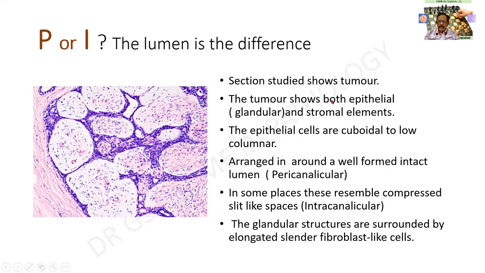Section study shows tumor. The tumor shows both glandular as well as stromal elements. The epithelial cells are cuboidal to low columnar, and they are arranged in and around a well-formed and intact lumen. This is called a pericanalicular pattern. Letter P, it has got a lumen. In some places, they resemble compressed slit-like spaces, which we shall be seeing subsequently. The letter I doesn't have any lumen, and it is called intracanalicular. The glandular structures are surrounded by slender elongated fibroblast-like cells.